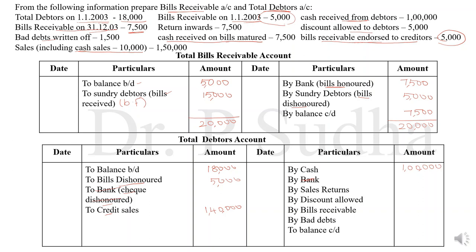Sales returns. Sales returns is nothing but return inwards. So it is 7,500 in the question. Then discount allowed. Look, the discount allowed to debtors is 5,000 rupees. Then bills receivable. Bills receivable is not given in the question, but we have found it out as the balancing figure in the bills receivable account. It is 15,000. Then bad debts. Bad debts is 1,500 in the question. So I am writing 1,500. Closing balance is not given in the question. That will be the balancing figure. So you total the account. The debit total is more. It is 1,63,000.